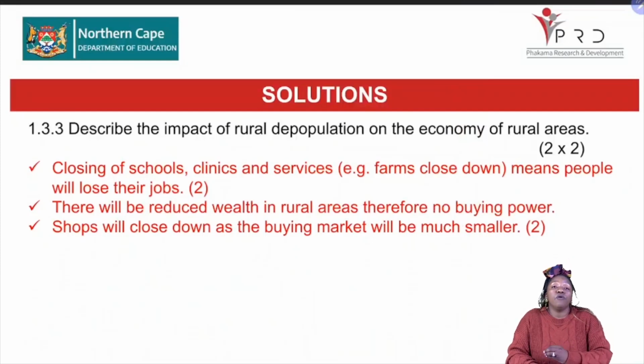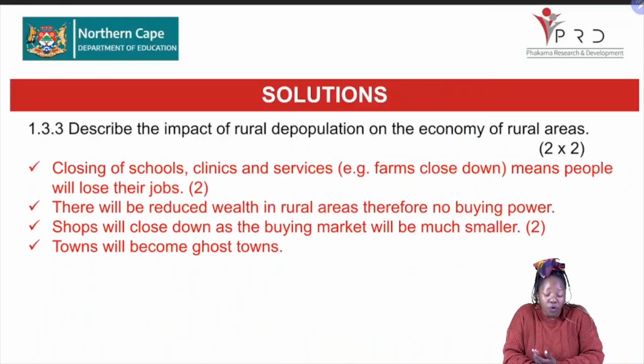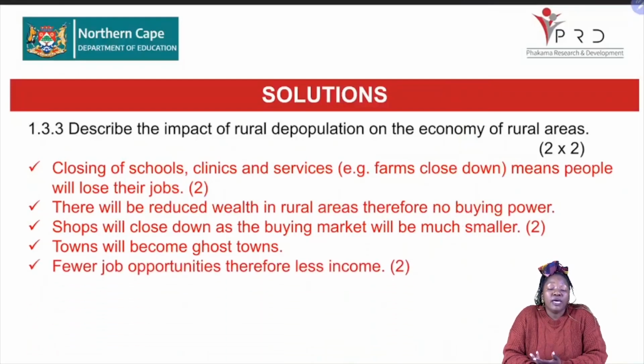Then looking at the shops that will be closing down, the business owners of those shops will be losing in terms of income, and also the employees will be losing. And then we're looking at the town that will become a ghost town. Remember, we talked about the ghost town when we were learning that when people are moving out and leaving the area empty or vacant, that town or area will become a ghost town because there is no one staying there. And looking at the few jobs that will be available, there will be less income.